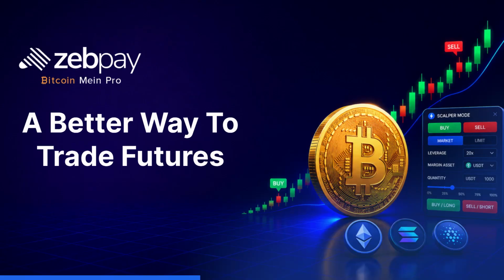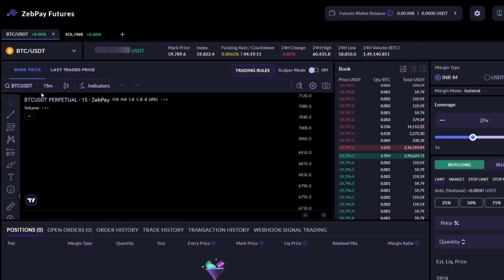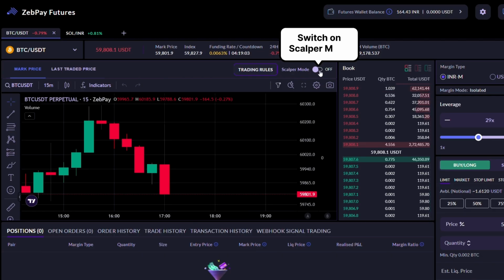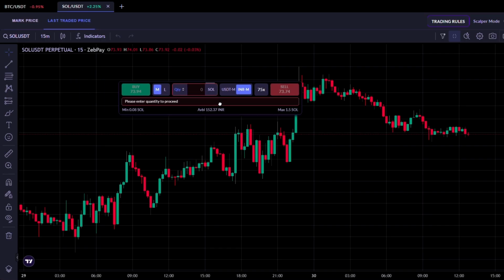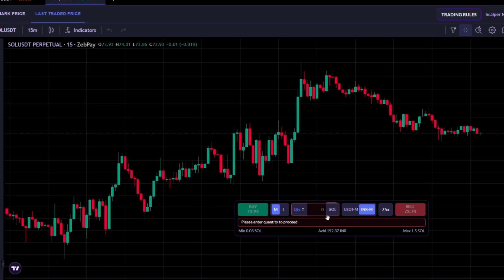Need faster trade execution? Let me show you Scalper Mode on ZebPay Futures. Once you're logged in, head over to Futures from the left menu. Now click on Scalper Mode to switch to the dedicated trading interface. Trade directly from the chart with a full-screen trading interface designed for faster execution.